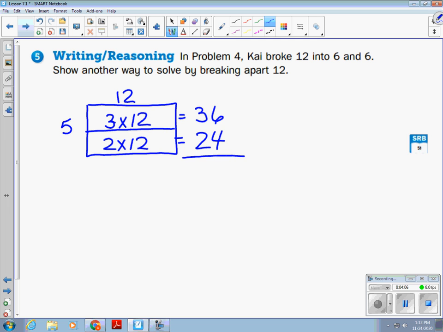And if I add those together, it still comes up with 60. Okay, so I could have done it any way. And boys and girls, as you noticed, I just did a model to show how I would do that.